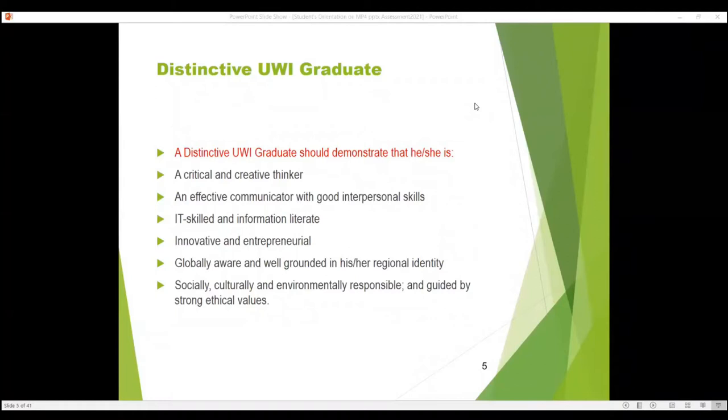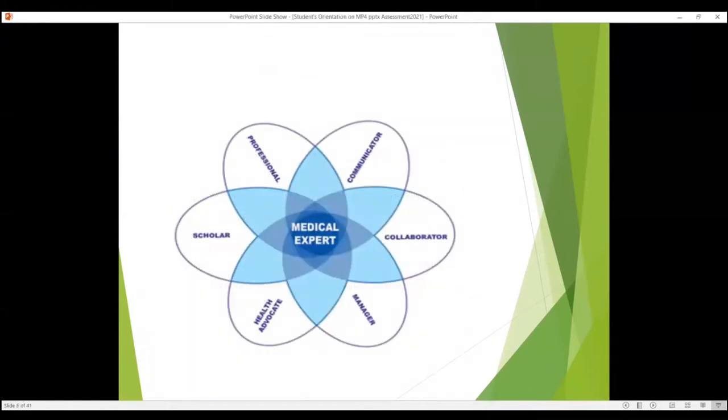So all those things do not happen overnight. It is a gradual process. We put you into the processes and we expect that when you graduate after 4 years or 5 years, you are a product ingrained with all these qualities.